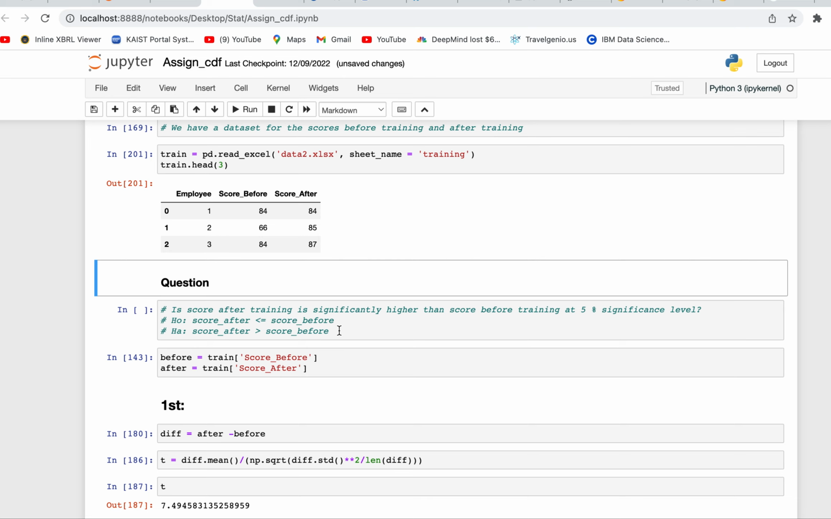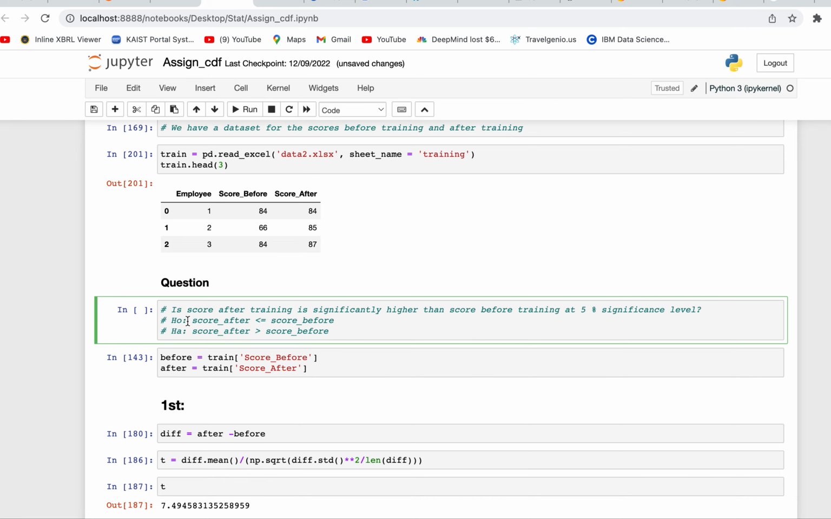So the first thing we should always do is create our hypotheses. The null hypothesis is scores after are not higher than scores before. It means the training doesn't have an effect. The next one says scores after training are higher than scores before training. This is what we are going to prove, so it's our alternative hypothesis.